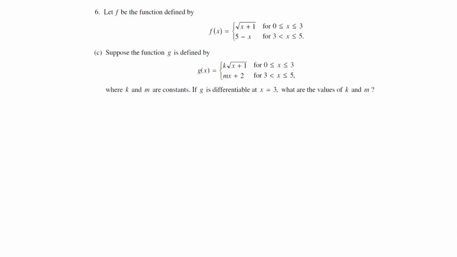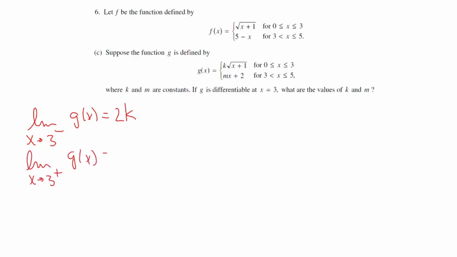So first, we'll do a limit as x approaches 3 from the left of g of x, which will be k times root 3 plus 1. So 3 plus 1 is 4, and the square root of that is 2. So that's 2k. And the limit as x approaches 3 from the right of g of x, we'll just need to plug in 3 to that. So that's going to give us 3m plus 2. So we want 2k to equal 3m plus 2.